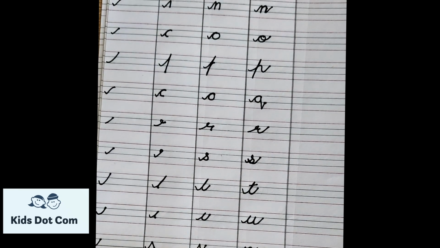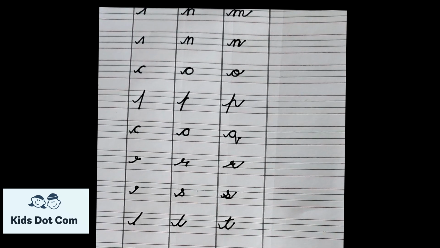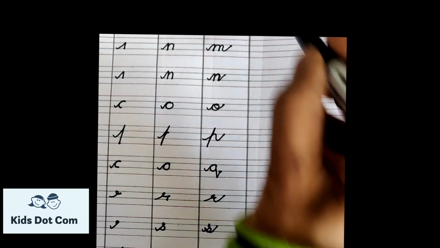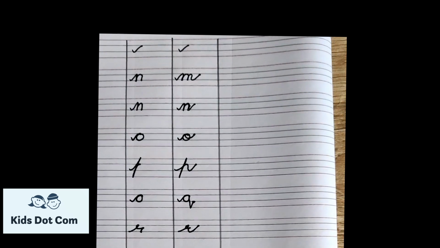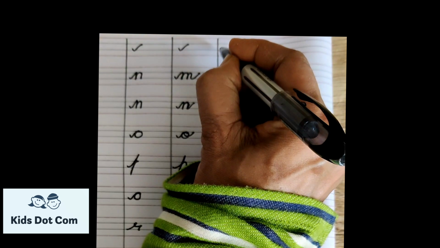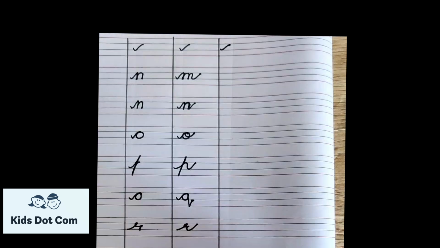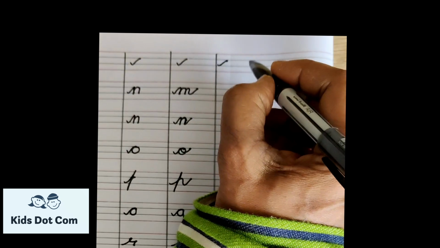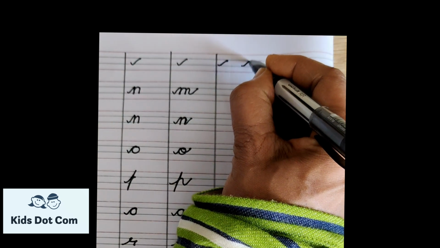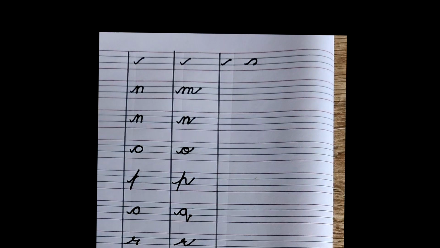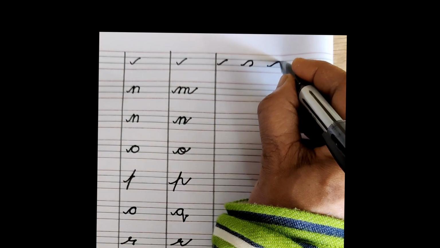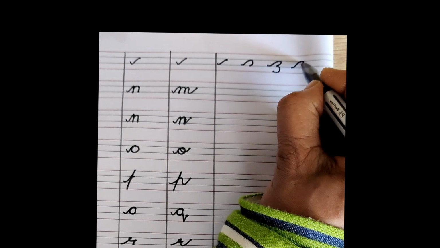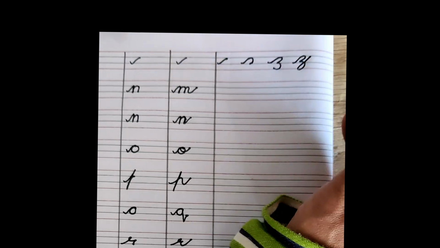So there is no space for Z. I am writing here Z. Okay, so same like manner Z. Go up, go up, round, curve. Now here go up and this like 3 number. Go up and touch the blue line.